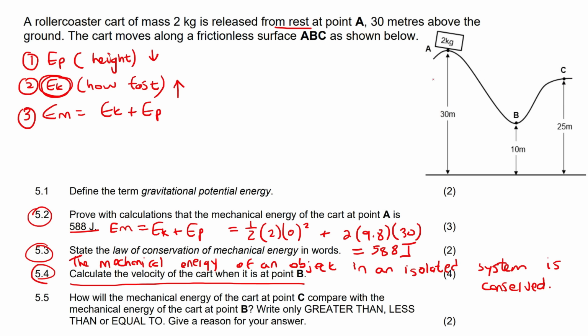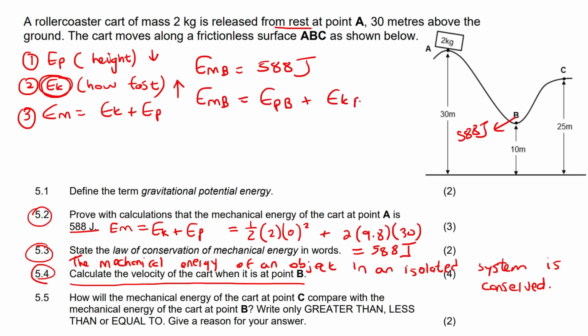What we have said is that the mechanical energy never changes. So what is the mechanical energy at B? Well, there we go, 588. We know that. So we can say that the mechanical energy at B is 588. We don't even have to do a calculation for that, because we know that mechanical energy stays the same everywhere for this object. Now we know that mechanical energy at B is going to be the potential energy at B plus the kinetic energy at B. Right? Because that's what mechanical energy is.